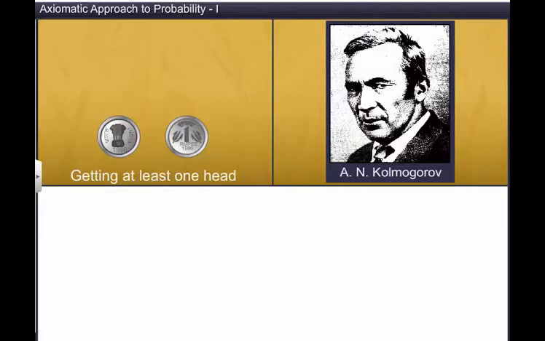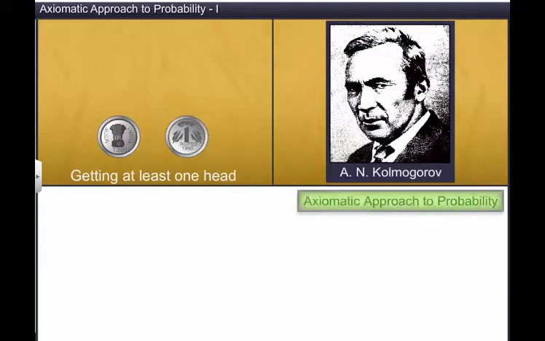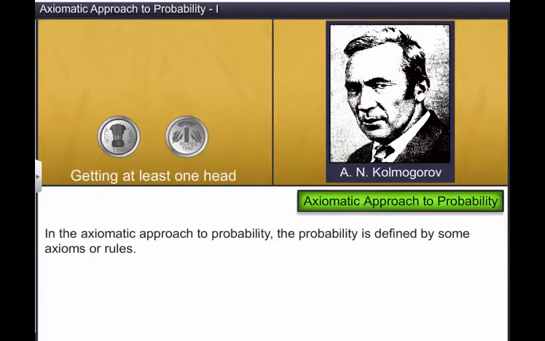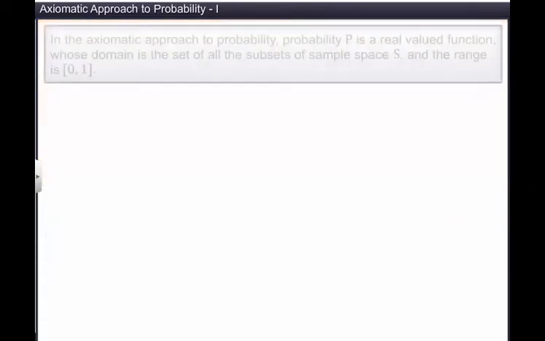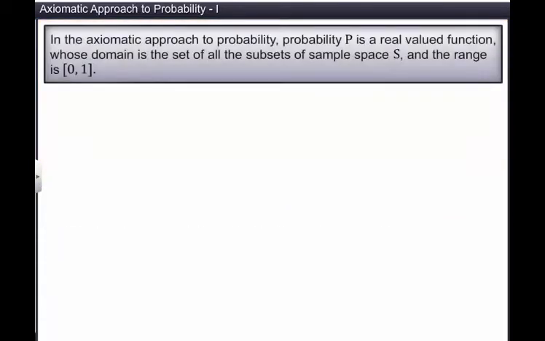This is called the axiomatic approach to probability. In this approach, some axioms or rules are laid down to interpret probability. Let S be the sample space of a random experiment. According to the axiomatic approach to probability, the probability P is a real valued function whose domain is the set of all the subsets of sample space S, and the range is the interval [0, 1]. Here function P satisfies some axioms. Let's take a look at them.